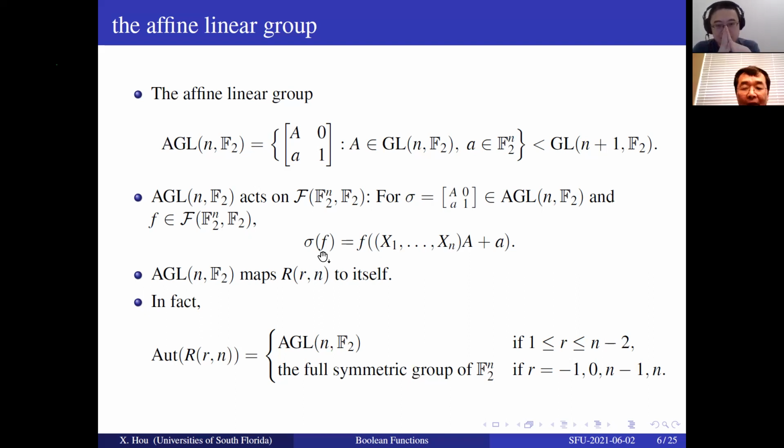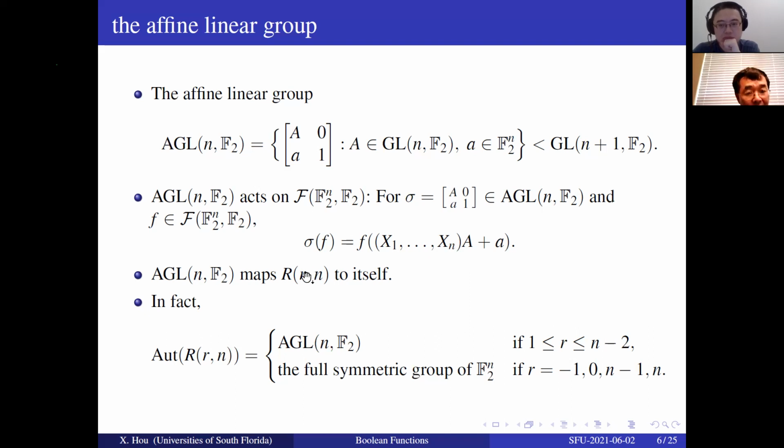The action is quite simple. You simply apply the affine transformation to the variables. So you start with a function f, which is, you might want to say, a reduced polynomial in n variables, and then you apply the affine transformation. So this is the linear transformation plus the translation. You apply the affine transformation to the variables. The result is called sigma of f. In this way, the affine linear group acts on the set of functions from F2 to the n to F2.